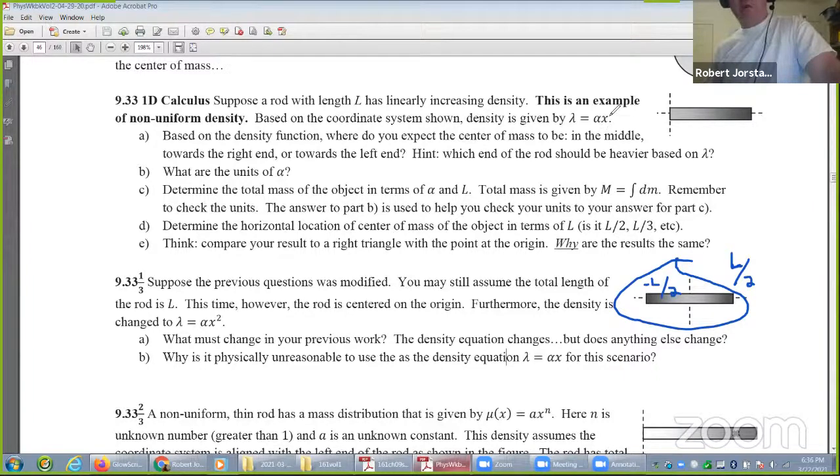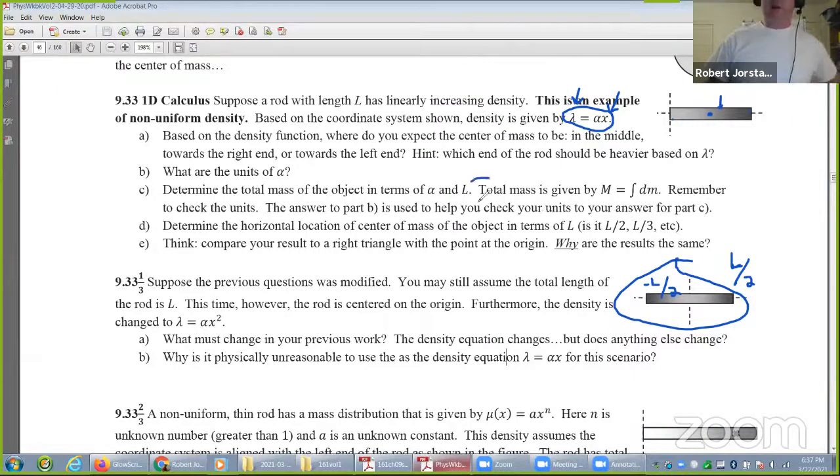Here's one where it's non-uniform. Think about this. What does non-uniform mean? As X gets bigger, the density gets bigger. I tried to show that with shading. There's not much stuff here. There's a lot of stuff here. If it was uniform, the center of mass would be right in the middle. Now we're saying there's more mass out at the end. That's going to shift it out this way a little bit. We expect a non-uniform density would shift things.